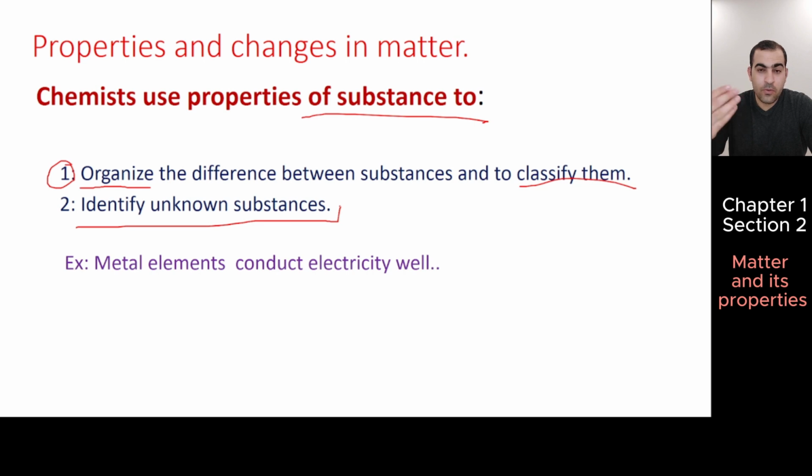We have many compounds that are colorless. How do we know it's water? By its properties. Another example, metal elements conduct electricity well. So if you find something that conducts electricity well, we say it's a metal. That's why we can identify an unknown substance by its properties.